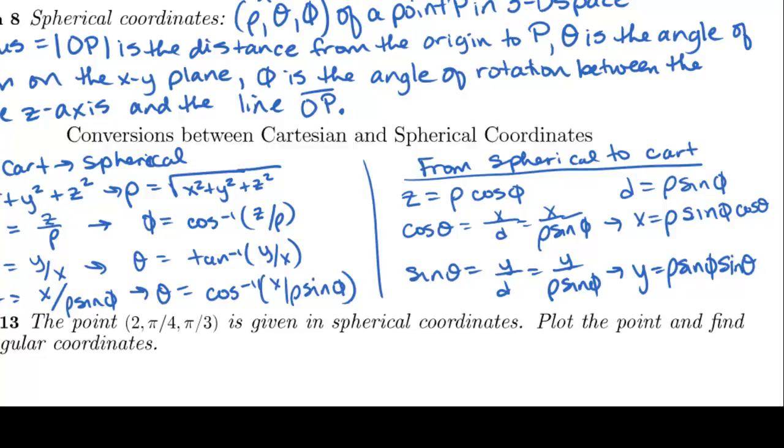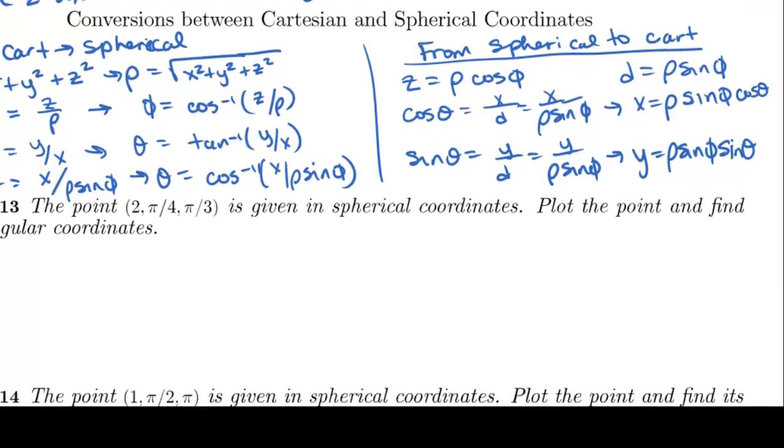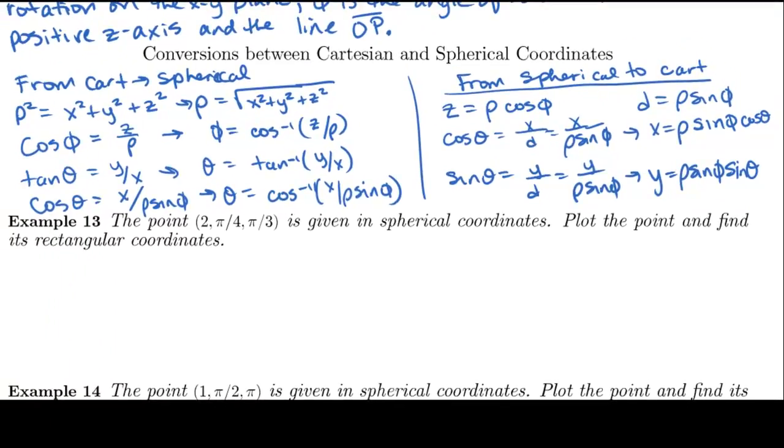So let's try these out here. We're going to do some examples. This first one, we're given stuff in spherical coordinates. We want to convert it to rectangular coordinates. So we're going to be using these formulas here.